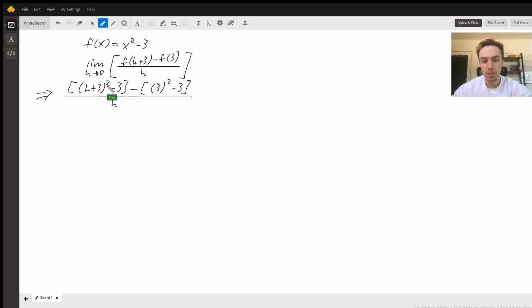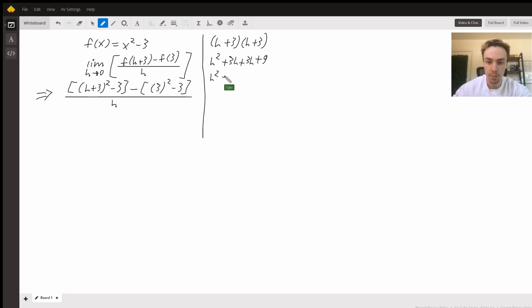So all we have to do is just distribute this out. H plus 3 squared, I'll just kind of do this over here. H plus 3 squared means h plus 3 times h plus 3. We distribute by foiling, so h times h, which is h squared, h times 3, which is plus 3h, 3 times h, which is plus 3h, and then 3 times 3, which is plus 9. So this all simplifies out to h squared plus 6h plus 9.